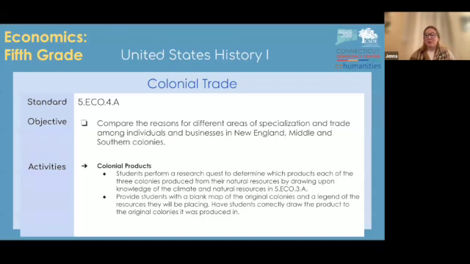But then you could also provide students with a blank map of the original colonies and a legend of the resources that they will be placing. So almost like a sorting activity that you would do in a younger grade. However, now you have a blank map and you have the different resources that are available, and you can have students draw on and use that legend to create a beautiful map of the resources that are available. So again, drawing upon that information and what the colonies are producing.